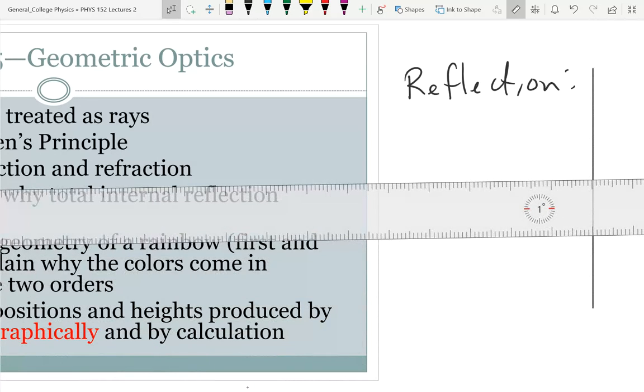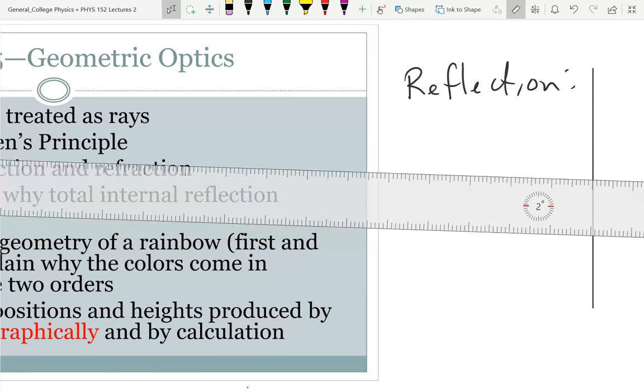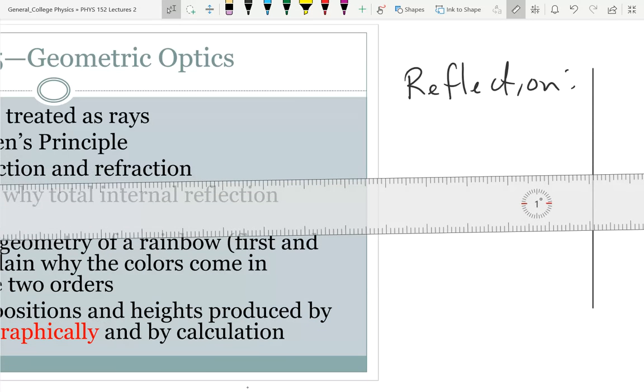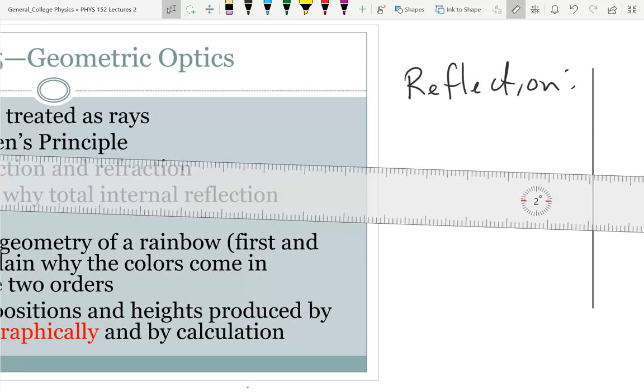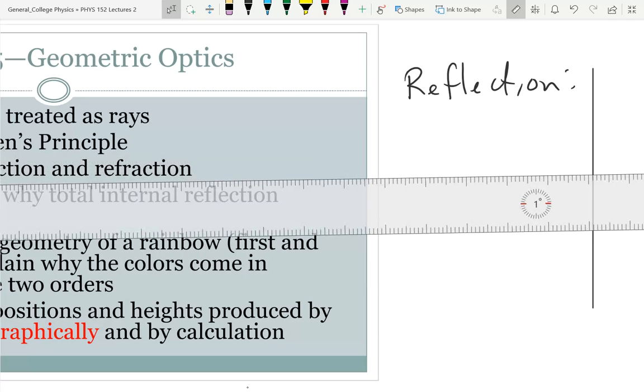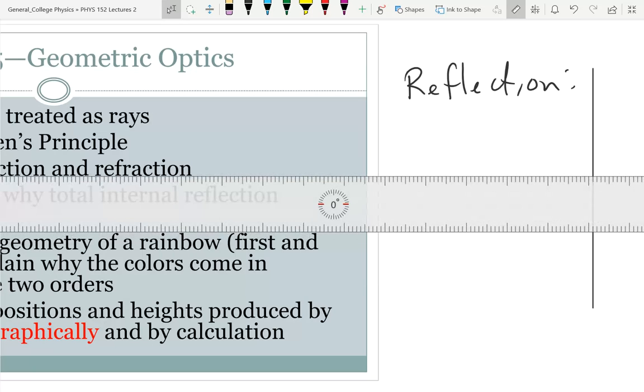Angle of incidence equals angle of reflection. How do you determine the angle of incidence and the angle of reflection? It'll be relative to the line of the surface. Okay. Perpendicular. It's relative to the surface normal. So here I put in red the surface normal.